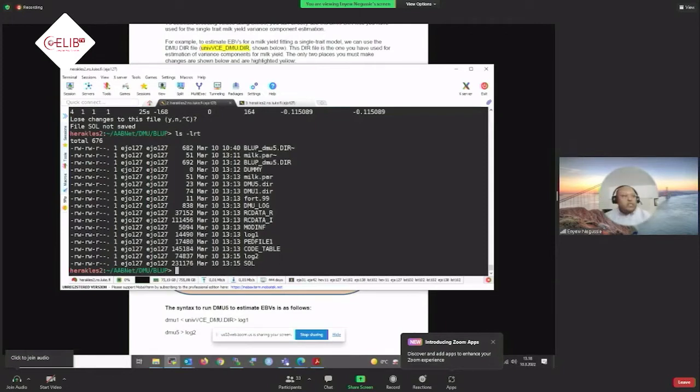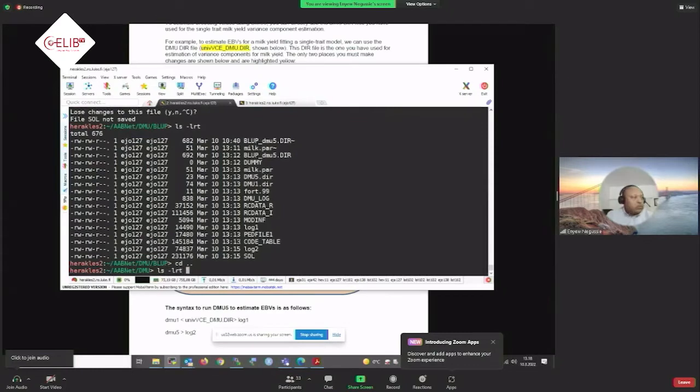Okay, this is in brief just how you can estimate breeding values with DMU. It is a simple example using a single trait model, but you can also build up into a multi-trait or bivariate model and things like that. And the way that you use solutions or the way you run is more or less the same. Okay, any questions?